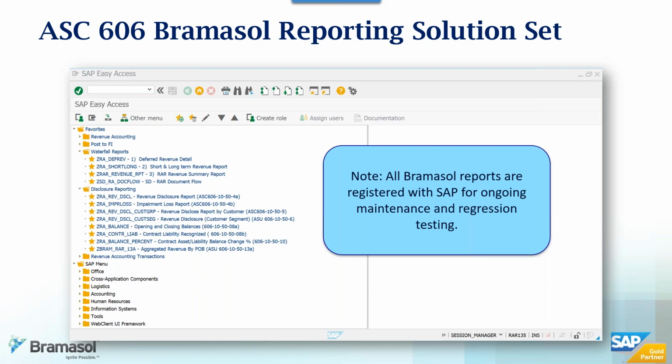What you're seeing on the left-hand side, I was showing you the leasing reports. What you're seeing on the left is the waterfall or operational reports that Bramasol has developed, and also all of the disclosure reports for ASC 606. For instance, I mentioned the impairment. On the disclosure 54A and 4B, we broke that into two different reports because there was so much information that needed to be reported on. And again, the impairment loss reports really expose and let companies do that analysis on why they are having impairment losses.